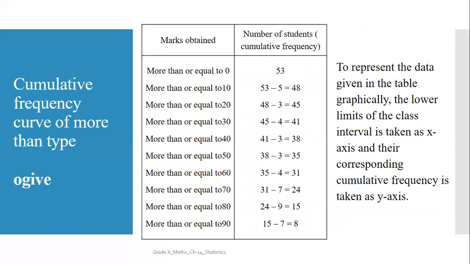Now, as you would have guessed, there is going to be a more than type also. So in this, we are considering the table more than or equal to 0. So here we are having the table as well as the cumulative frequency. To represent the data given in the table graphically, the lower limits of the class interval is taken as x-axis and the corresponding cumulative frequency is taken as y-axis.